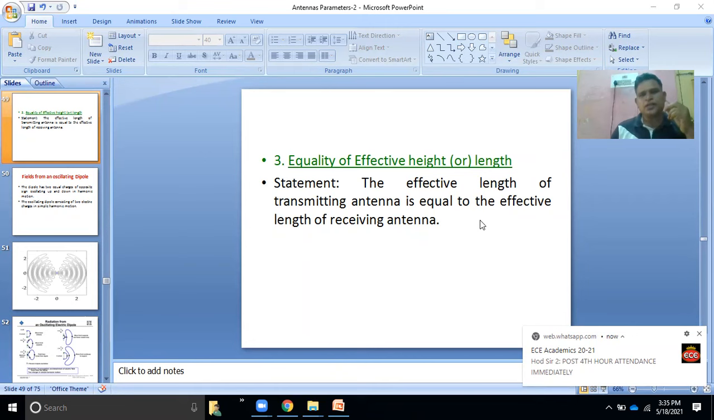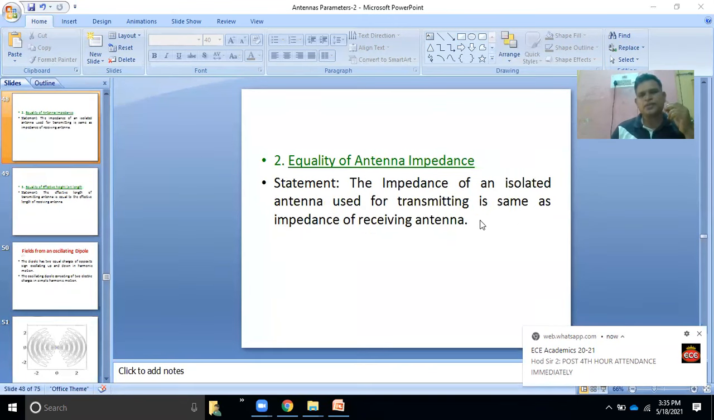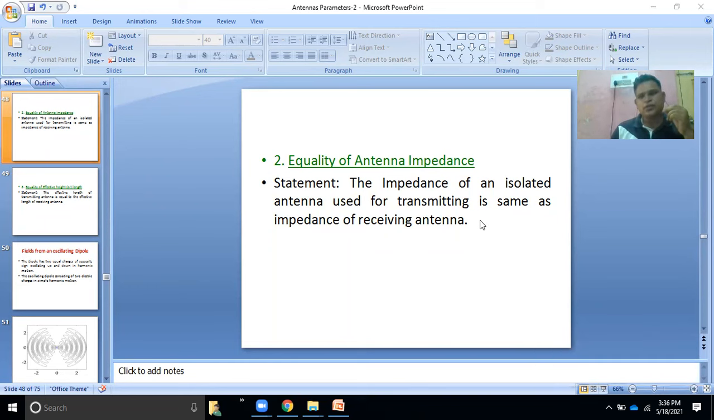Especially the antenna impedance: in our second unit, we will derive the antenna impedance for different types of dipole antennas. We will see more details about some of these theorems there also. We'll continue our discussion.